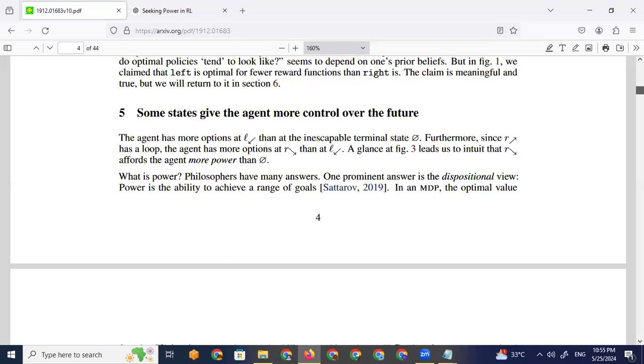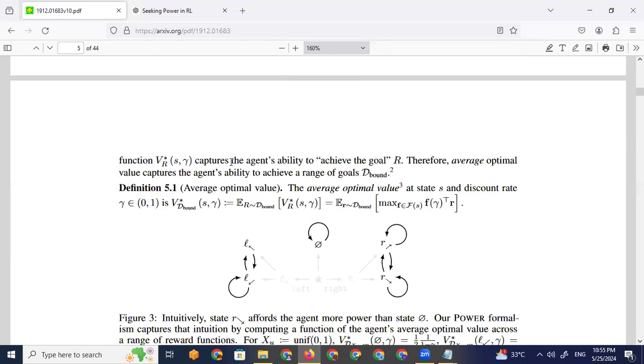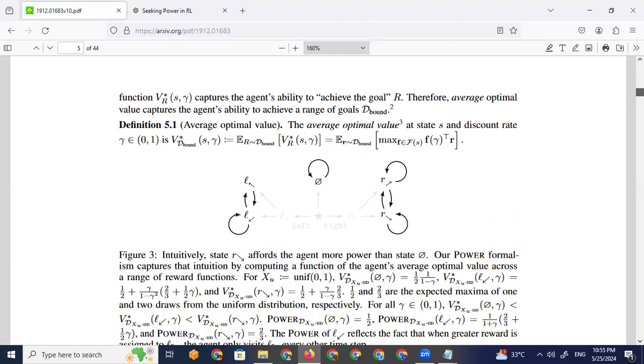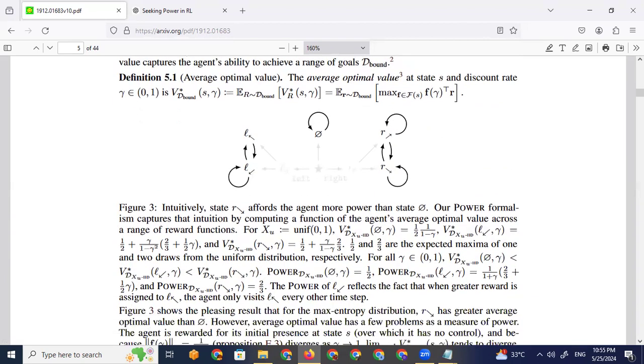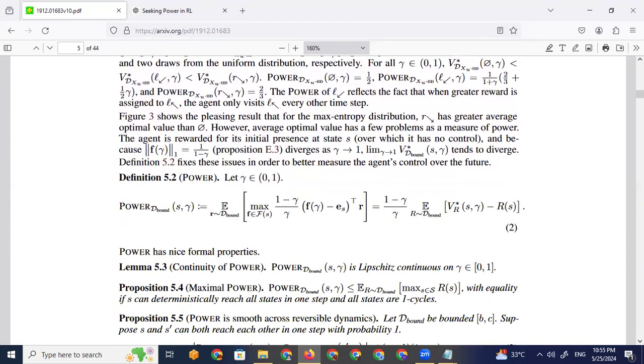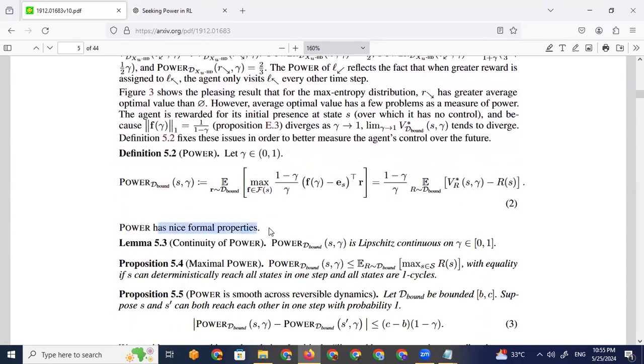So in an MDP, the optimal value function captures the agent's ability to achieve the goal R. Therefore, average optimal value captures the agent's ability to achieve a range of goals. Average optimal value, we have the definition. Power has nice formal properties. So let's see what this is. We have max of (1 minus gamma) by gamma of functionalities of gamma minus E of S transpose into R.